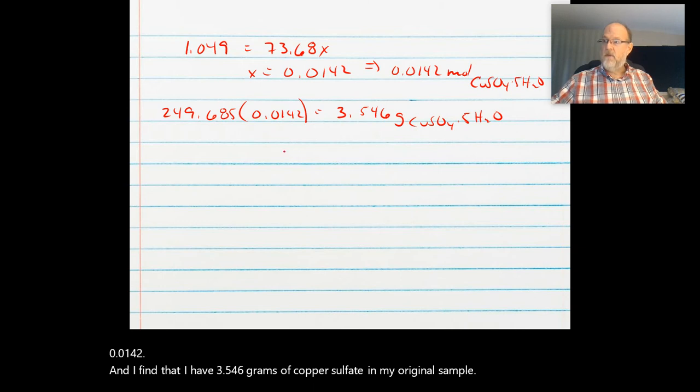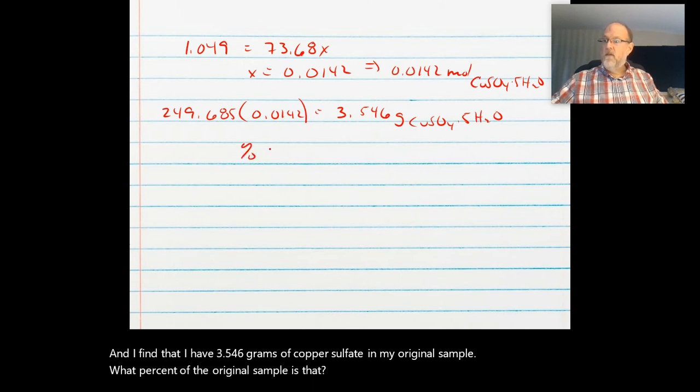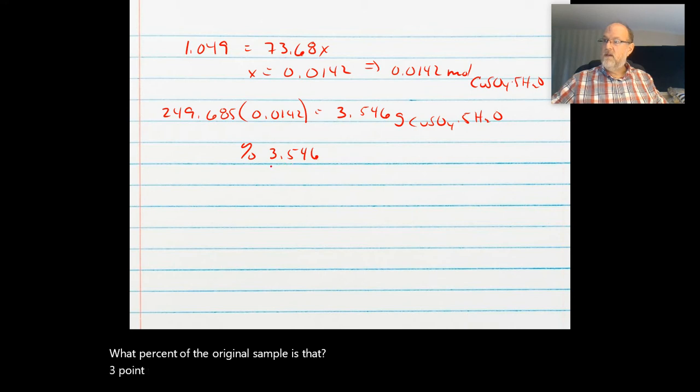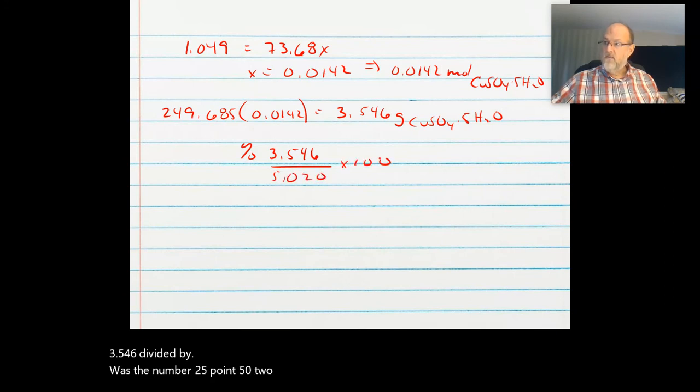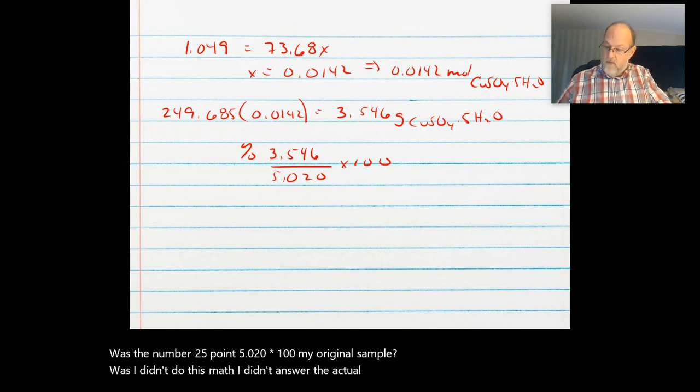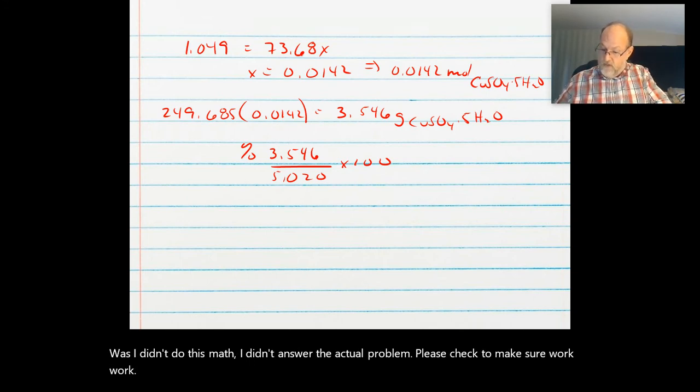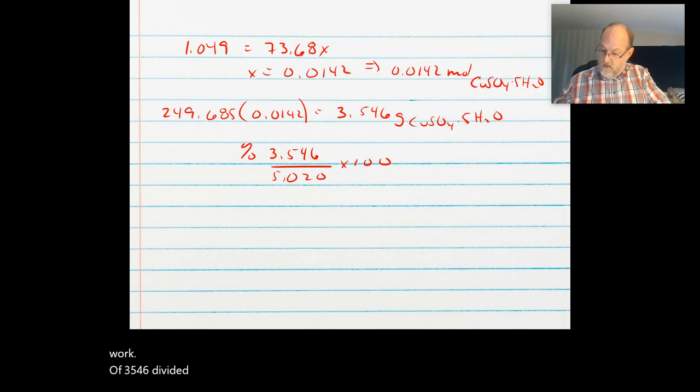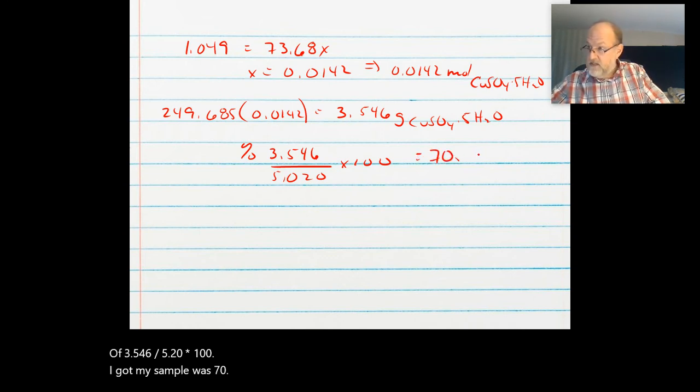What percent of the original sample is that? 3.546 divided by, what was the number? 5.020 times 100. My original sample was, and I didn't do this math. I didn't answer the actual problem. Okay, let's check to make sure my math worked. Of 3.546 divided by 5.020 times 100, I got that my sample was 70.6% copper sulfate.